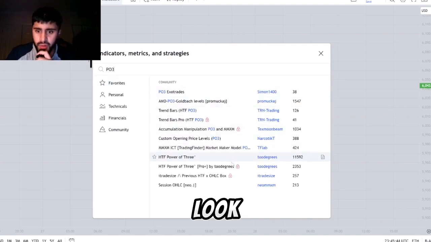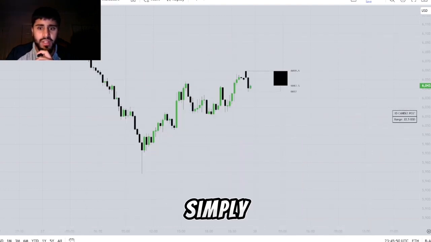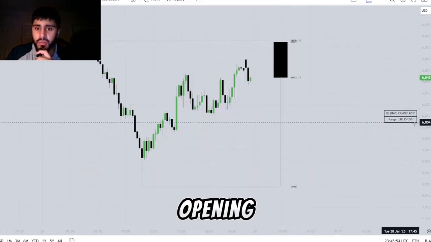So the PO3, we look for it by 2 degrees, right? 2 degrees PO3, just like this. So the PO3 again will look something like this, and we're simply using the daily PO3, right? Daily PO3 using the New York midnight opening price.